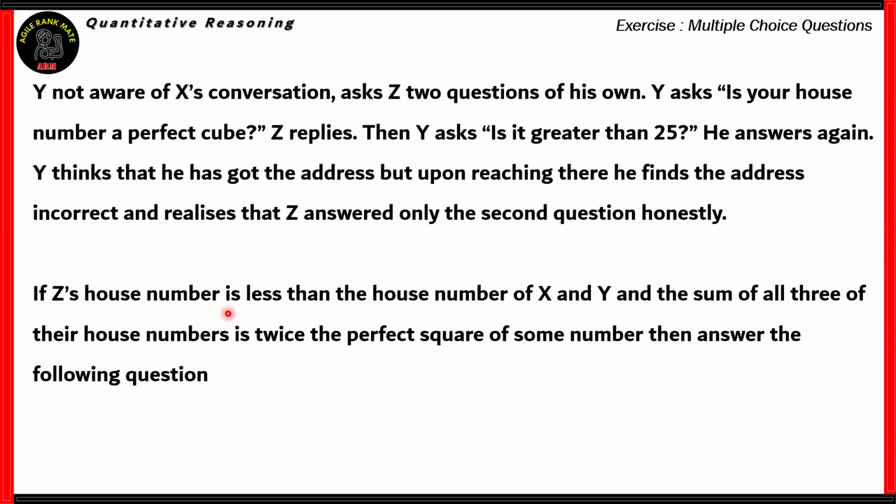If Z's house number is less than the house number of X and Y, and the sum of all 3 of their house numbers is twice the perfect square of some number, then answer the following questions.